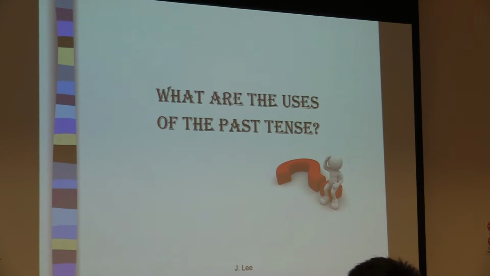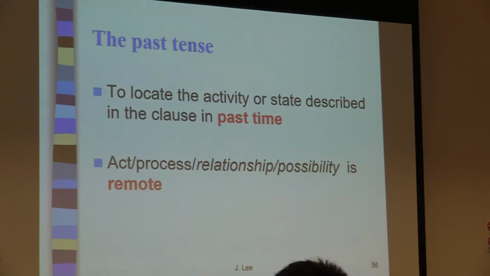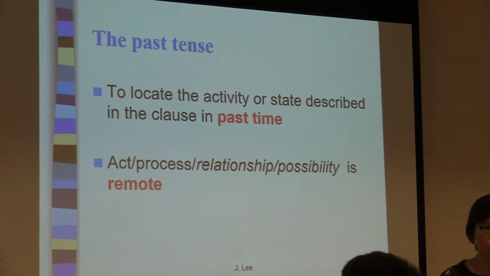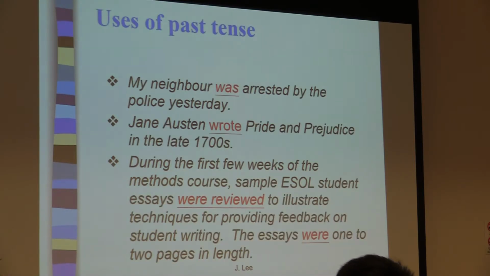But apart from this, there are some other uses. So let's see. But basically, it's about past time and something more remote to us. So here, all these examples show you that the past tense is used for past time situations.